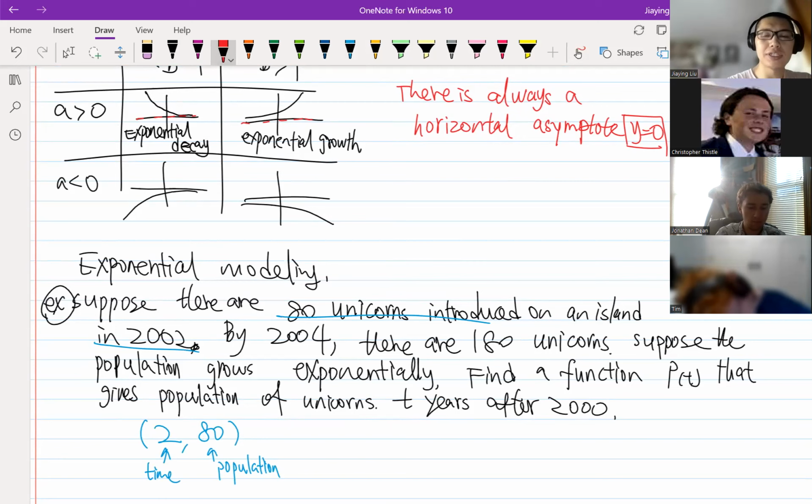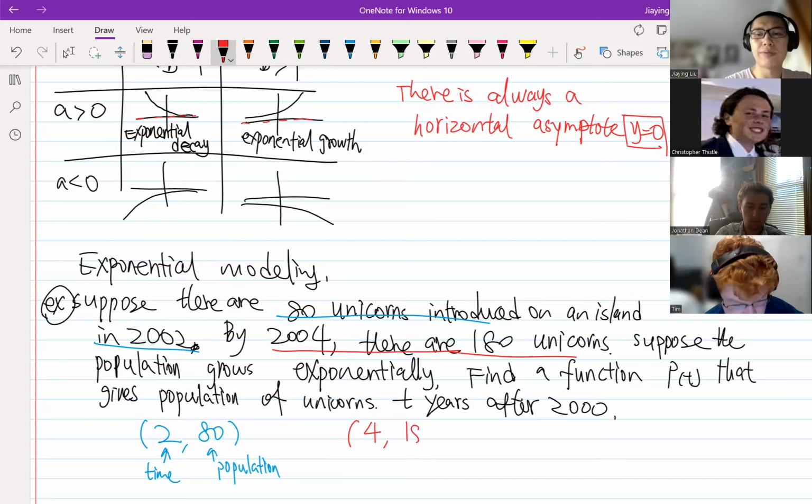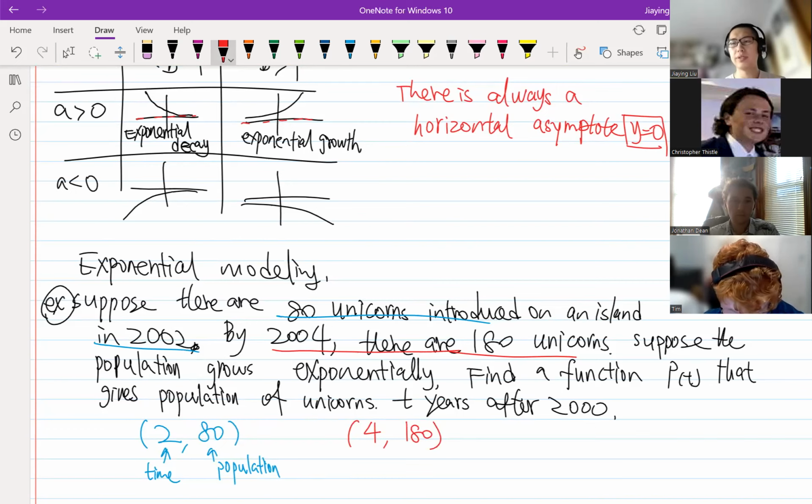And from the second sentence, we can do the same thing. From 2004, that's 180 unicorns. So the time equals 4, and the population is 180. So now we get 2 points from the given problem, right? But the question is, how do we use those 2 points to come up with an exponential function? Here we know it's exponential growth.